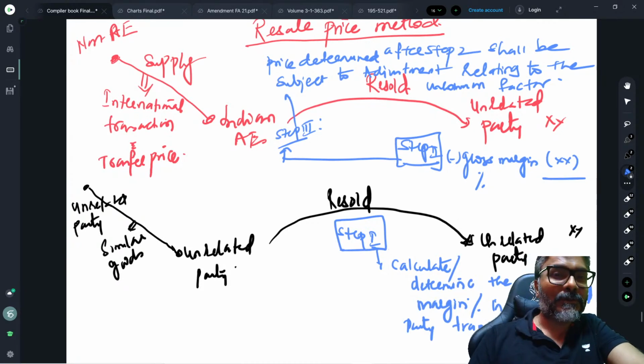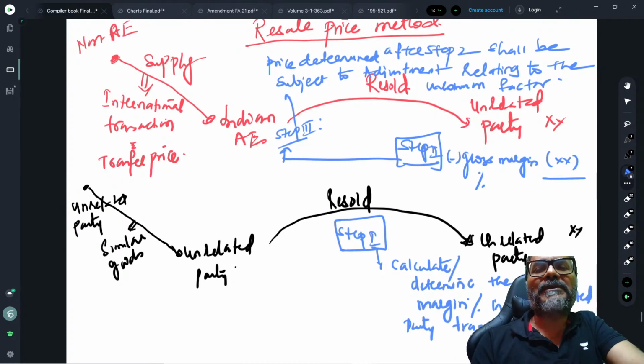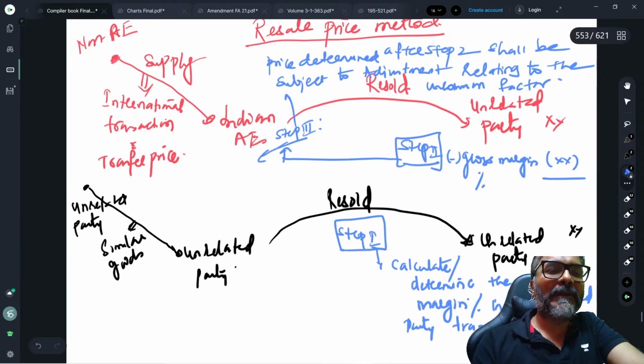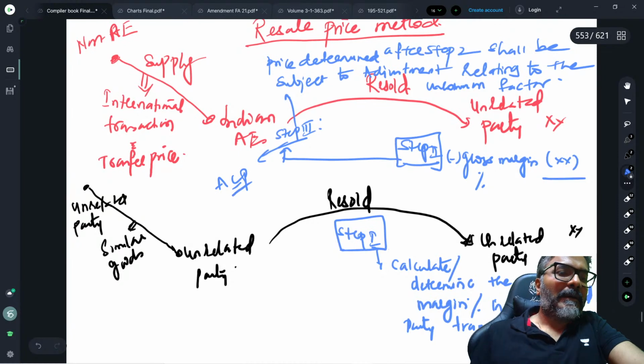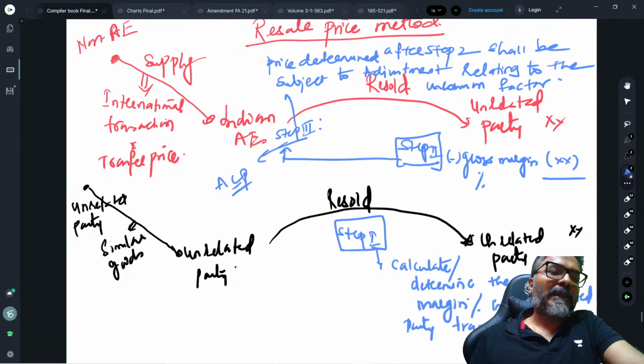That we'll see in this question also. Once you have done that, the price determined after step 2 shall be subject to adjustment relating to uncommon factors. After that, you'll get the ALP. So step 3 will give you the ALP. And once you get the ALP, students, as you all are aware, do the comparison.